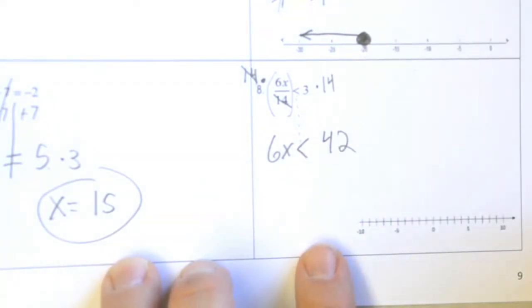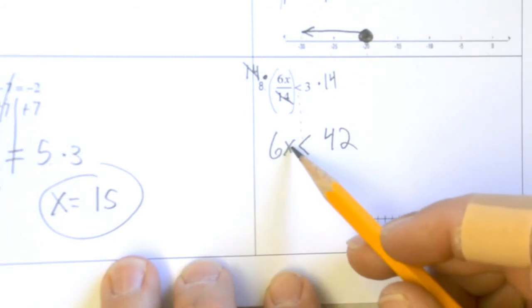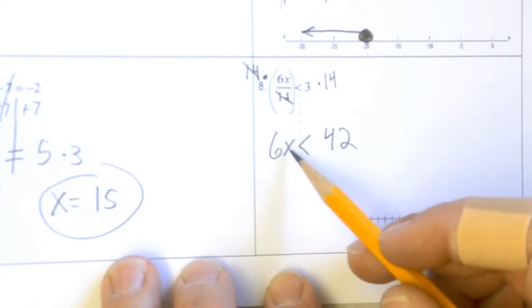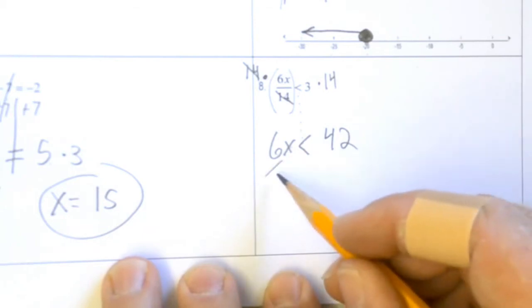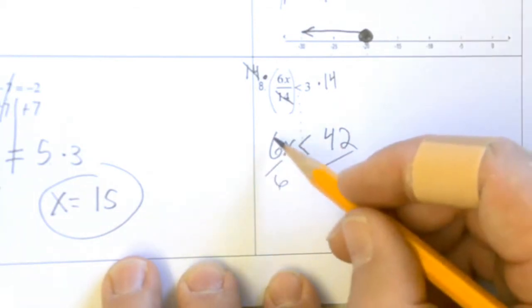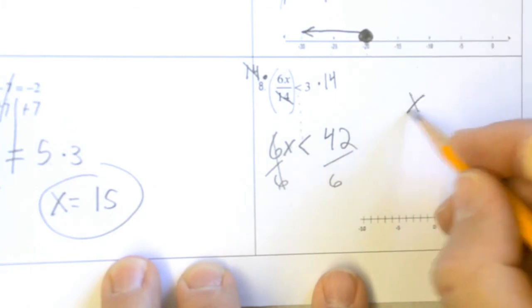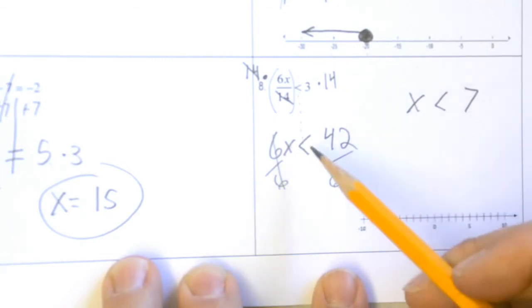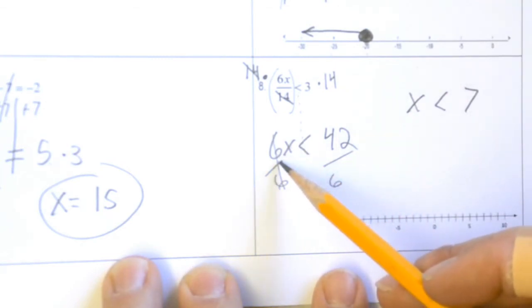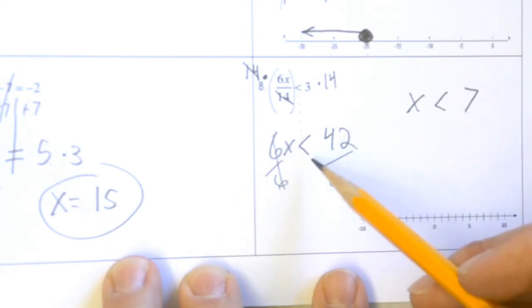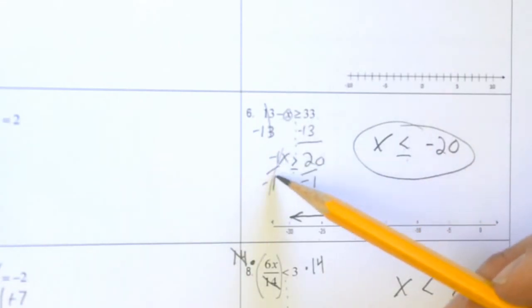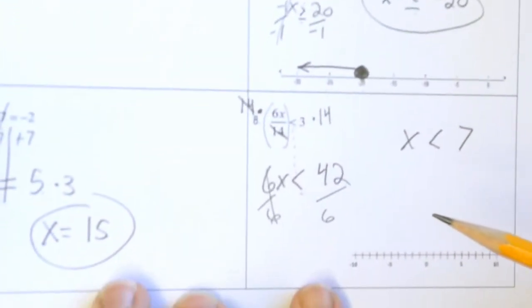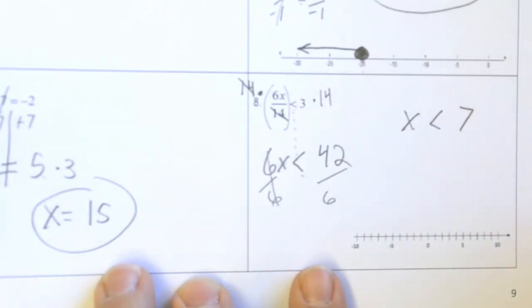Okay. Now comes kind of the easy part. One more step. If I want to get that x by itself, when a number and a variable are back to back, it means multiplication. I'm going to divide by 6 on both sides. Those 6s cancel out. I am left with x is less than 42 divided by 6, which is 7. Now, did we divide or multiply by a negative number? No. So the symbol stays the same, unlike number 6, where we multiplied or divided by a negative and it switched. This is dividing by a positive, so the symbol stays the same.